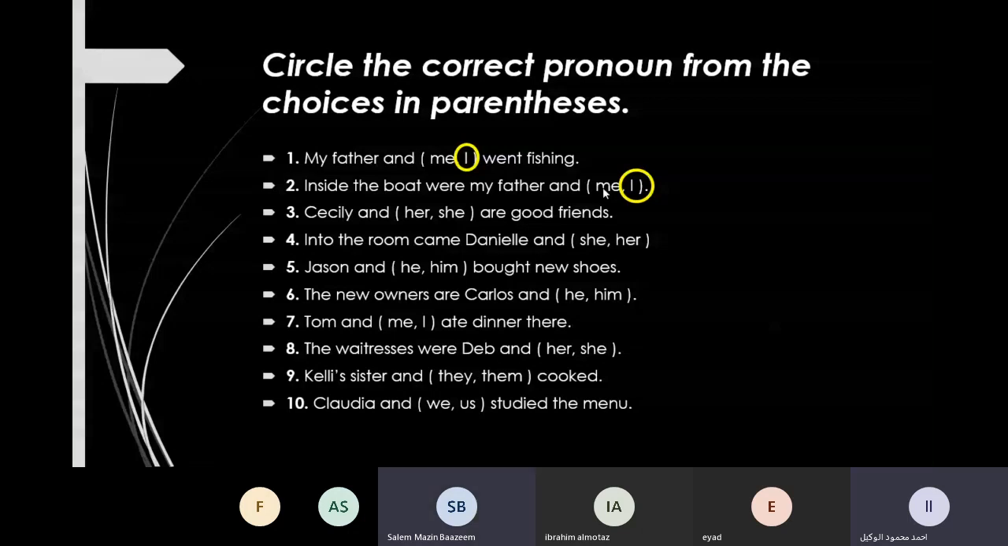Okay, Salim. So 1 plus 1 equals? Two. Okay. So now I need you to imagine the equation 1 plus 1 equals 2. So Cecily is 1 plus blank equals 2. Let's suppose that the 2 is they. So I can just remove Cecily and put they. They are good friends, right?